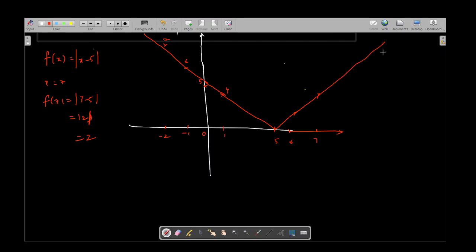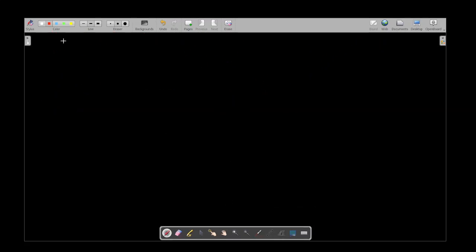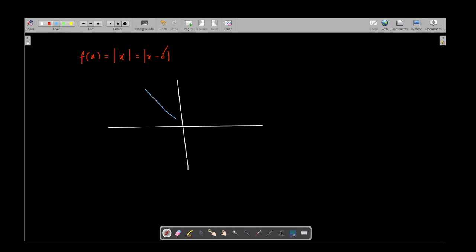So how to remember this? If f of x is mod x, I can write this as mod x minus 0. It means it starts at 0. So this will look like this. This is my mod x.